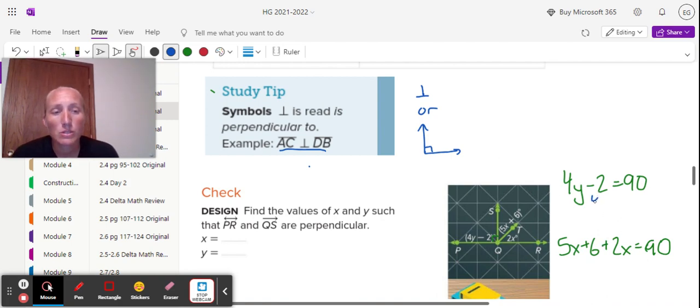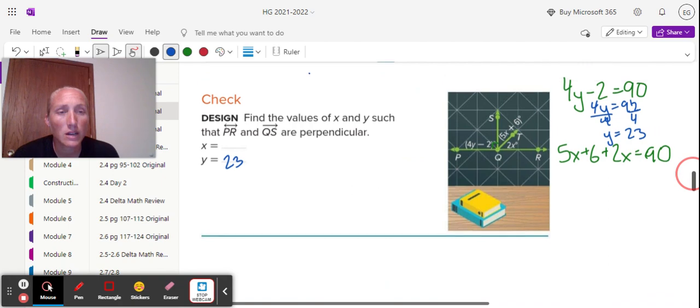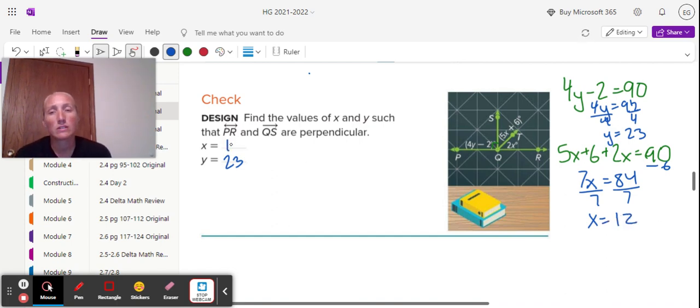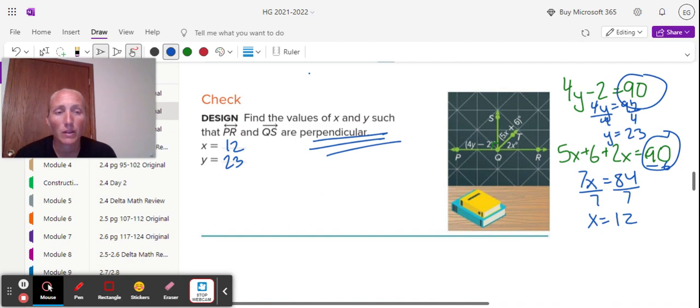Okay. By adding 2 to both sides here, I get 4y equal to 92. Dividing by 4 is going to give me y equal to 23. Just check my math real quick. Yep, it's going to be 23. So that gives me my y value. And then I solve with my x's. I'm going to combine, so I get a 7x, and I'm going to subtract 6 at the same time, equal to 84. Divide by 7, and you're going to get x equal to 12. So you've got your x and your y in that case, all based on the fact that we want them to be perpendicular lines, so we had something that was equal to 90 there. Okay, so that's what came out of that.